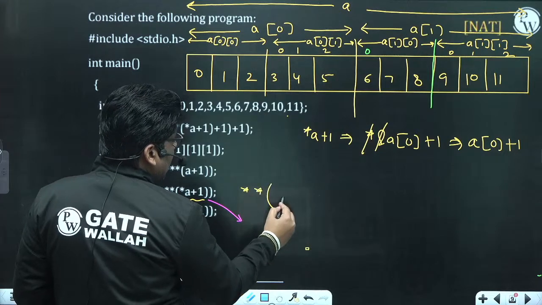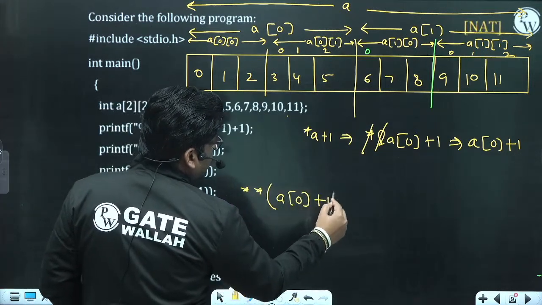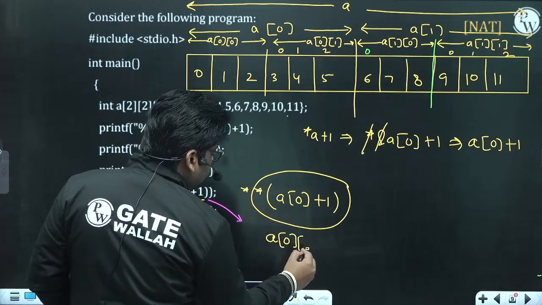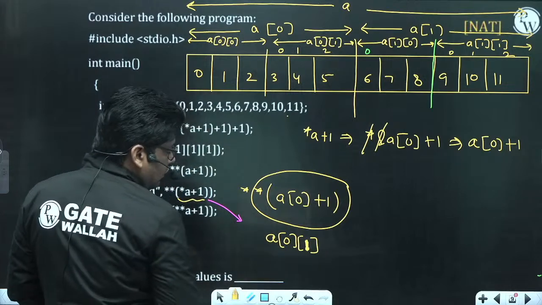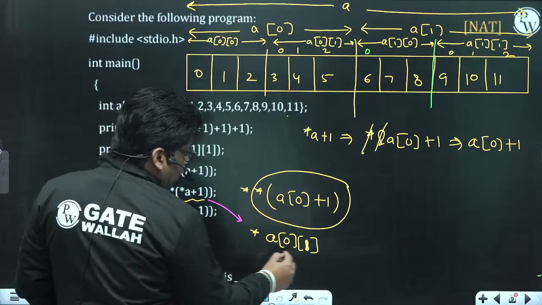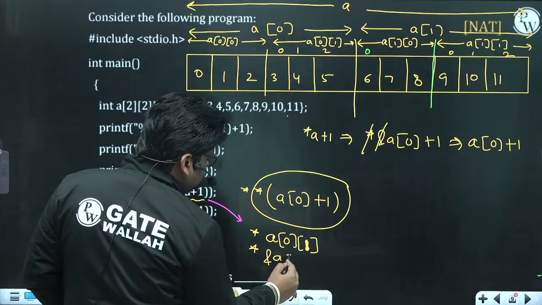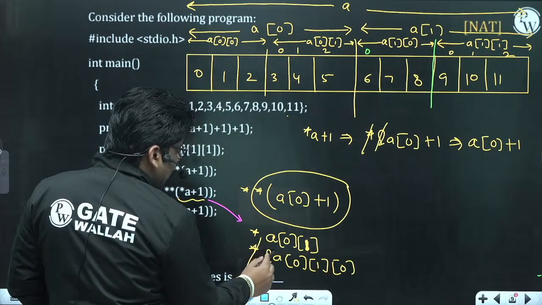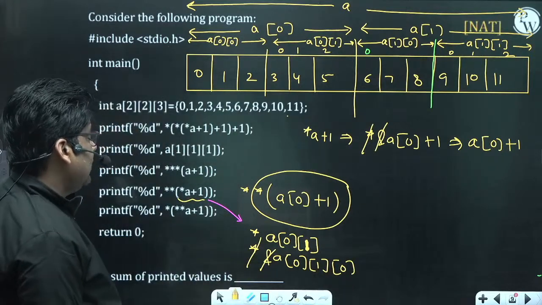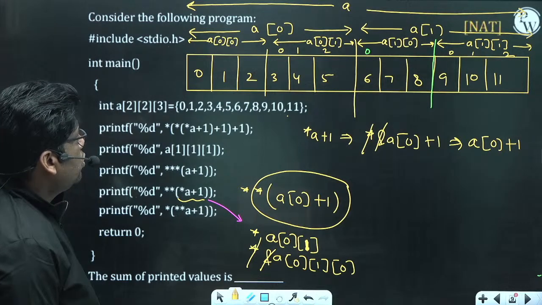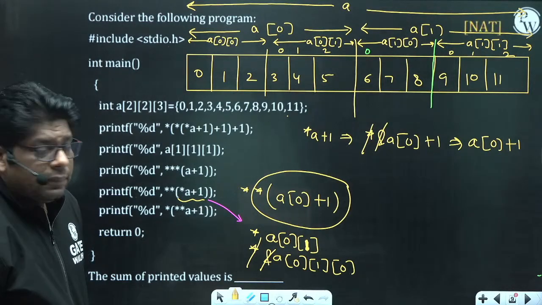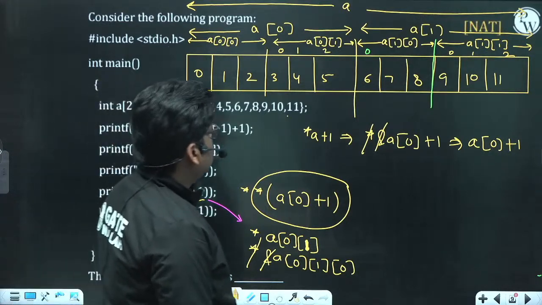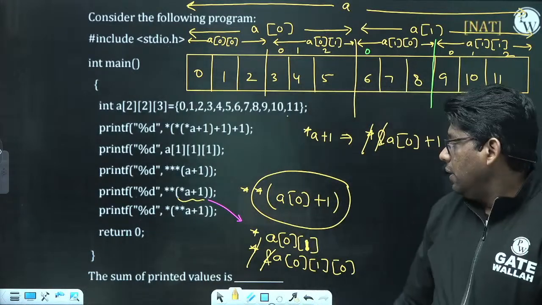So, star A[0] plus 1. Sir, what about this? We can rewrite it like A[0][1]. Am I right? And there is another star. Now, what is A[0][1]? Sir, address of its very first element. So, can I write A[0][1][0]? Of course, sir. Now, star and ampersand used to cancel out. So, can I say A[0][1][0]? So, this element is 3. Can I say this element is 3?